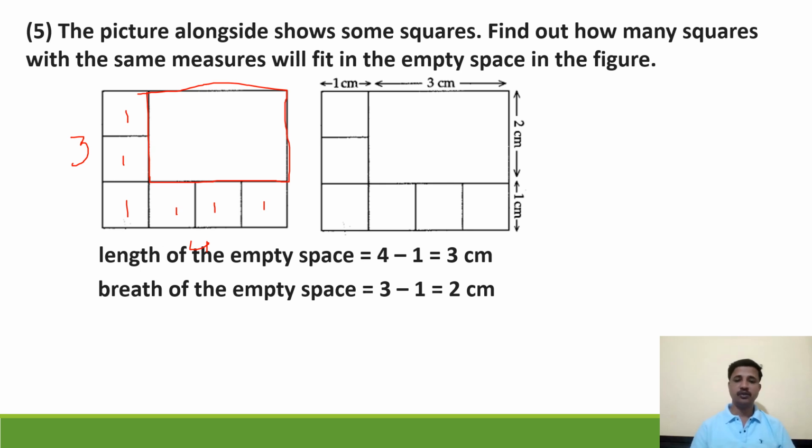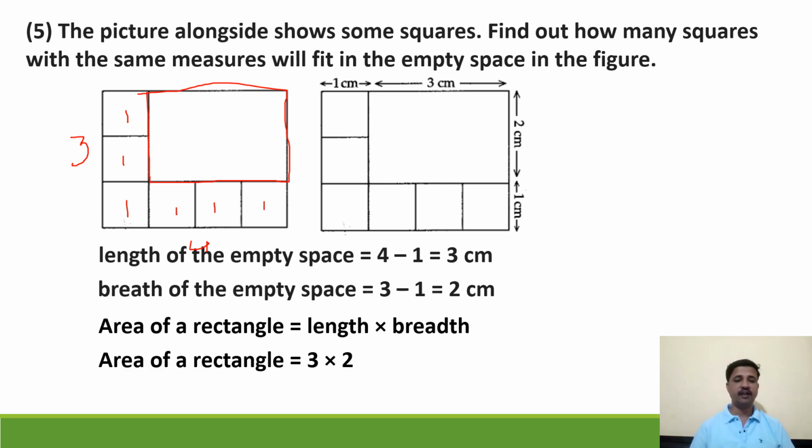So we use the formula of area of the rectangle. So area of the empty space, or rectangle, equals length multiply breadth. Length is 3 centimeter and breadth is 2 centimeter. So area of rectangle is 3 multiply 2 equals 6 square centimeter.